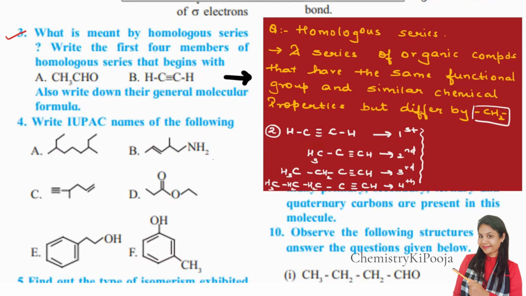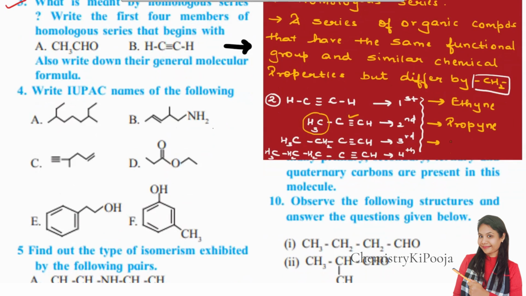Now let us quickly write down the names. The naming is not asked, but still you should know it. The first one is ethyne, or we can also call it acetylene. The second one is propyne, or we can call it methyl acetylene. This is the methyl group and this is acetylene. Clear? Coming to the third one, it is 1, 2, 3, 4, we call it butyne. I am not putting the position because it is the first position for all the structures, so it is not mandatory to write it.